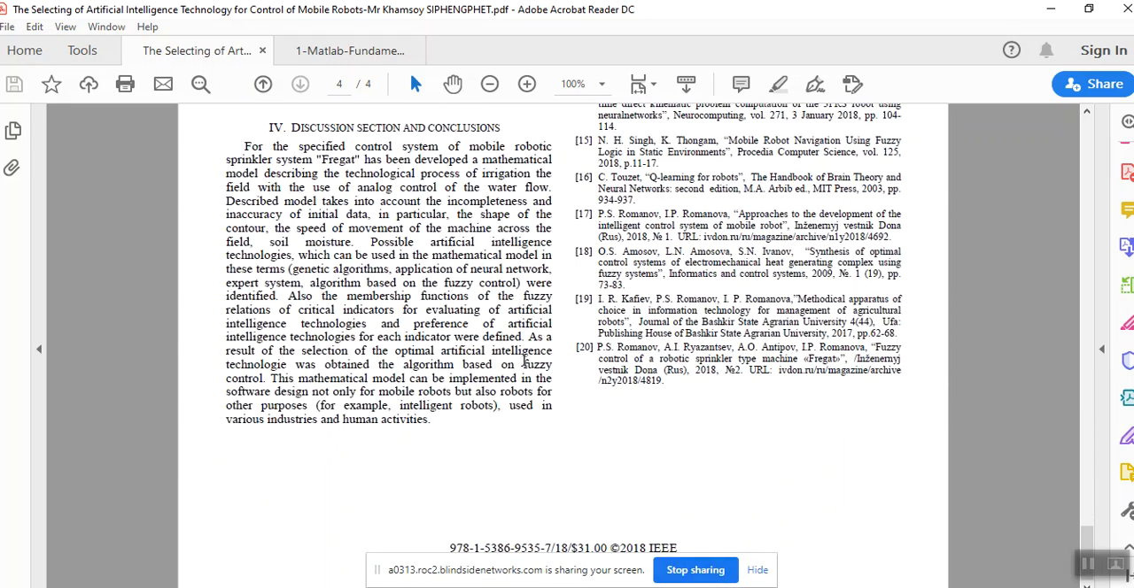So for the conclusion in this paper, for the specific control system of a mobile robot, the features have been developed mathematically. There are genetic algorithms, application of a neural network, and expert system algorithms based on fuzzy control, which can be used in this mathematical model. So this is it, sir.